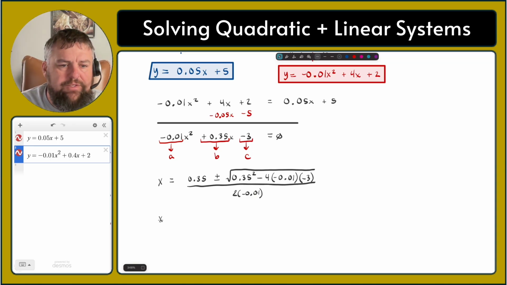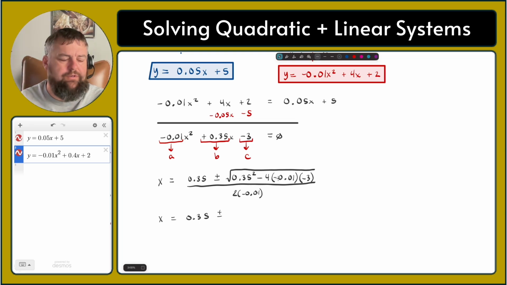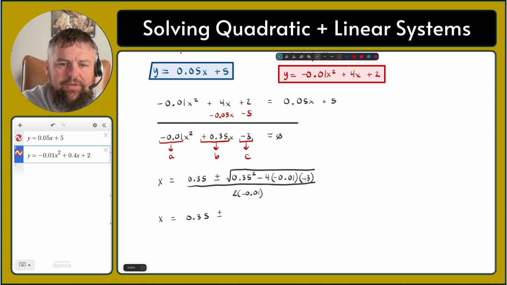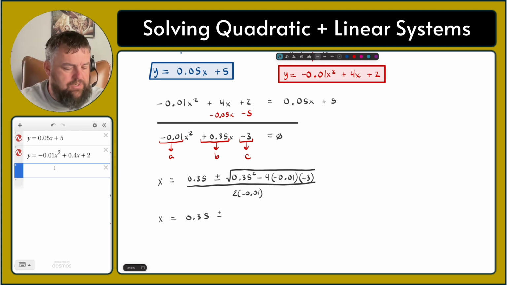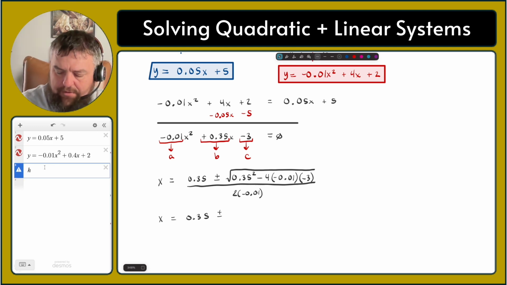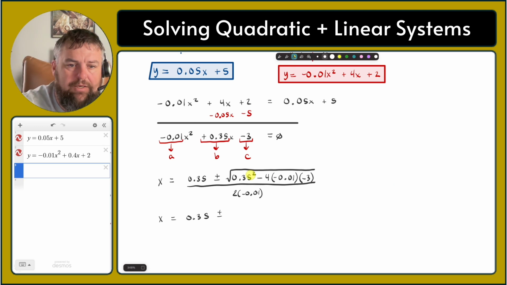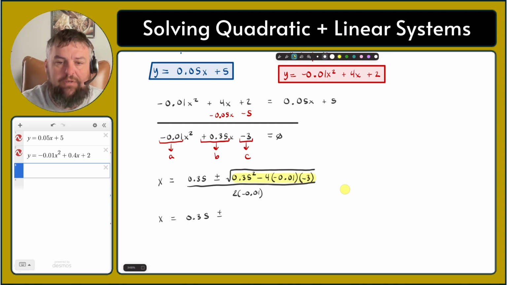Okay, this is going to give us 0.35 plus or minus. Let's take the square root of this. As you can see, we have a negative times a negative times a negative. We do want to make sure that we're going to get solutions, so let's check the discriminant. That'll be the highlighted part here. So I'm going to highlight that. Okay, that's going to be our discriminant. We want to make sure we're actually going to get solutions for this.